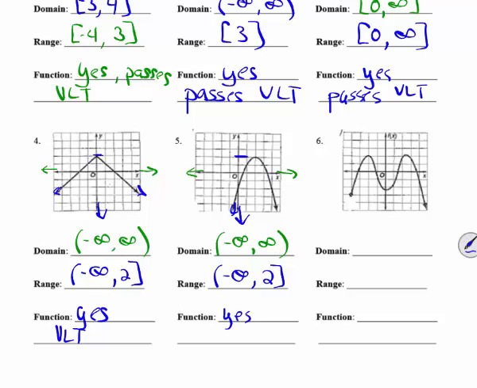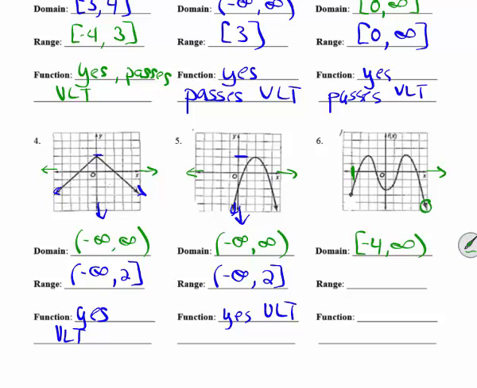Function, yes, vertical line test. All right, over here, this one's a little bit different. So when I look at my domain, my x values, here's my farthest point, and it's not an arrow, it's not going to keep going. To the right, I have an arrow, so that means this is going to keep going towards positive infinity. So this is at negative 1, 2, 3, 4, and it's going to go to positive infinity.